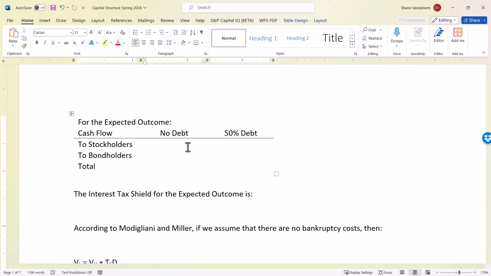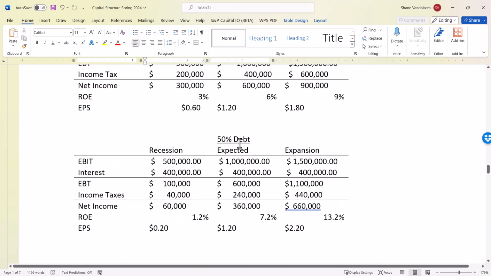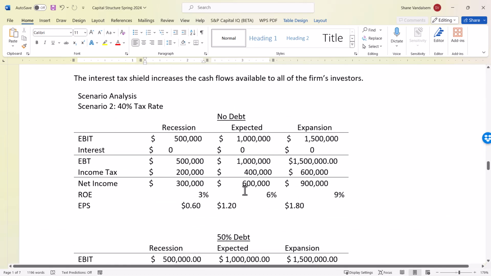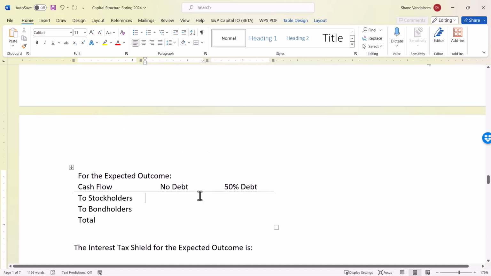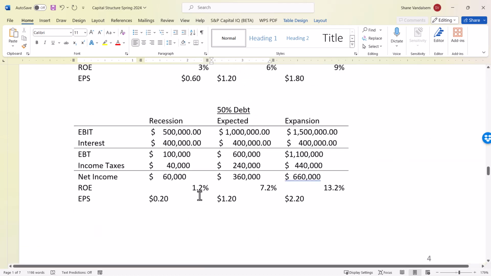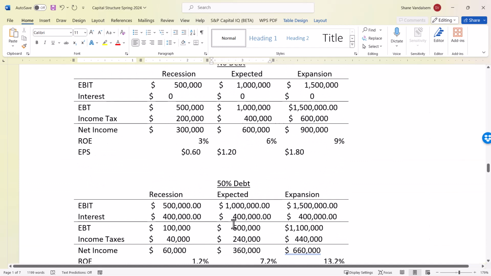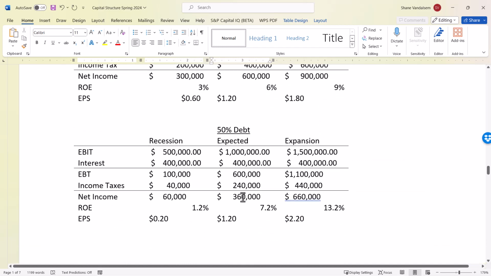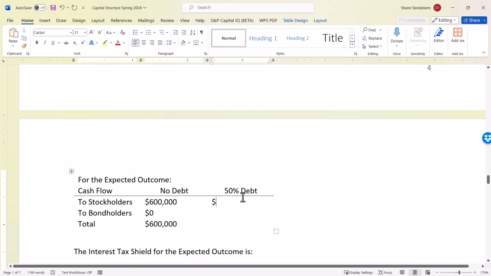So if the firm has no debt, the amount paid out to the stockholders in this middle column would be $600,000. The amount to bondholders is 0 because there's no debt. So the total amount being paid out is $600,000. If the firm has 50% debt, the amount being paid out to the stockholders, it's going to be down here, is going to be $360,000. That's the net income.